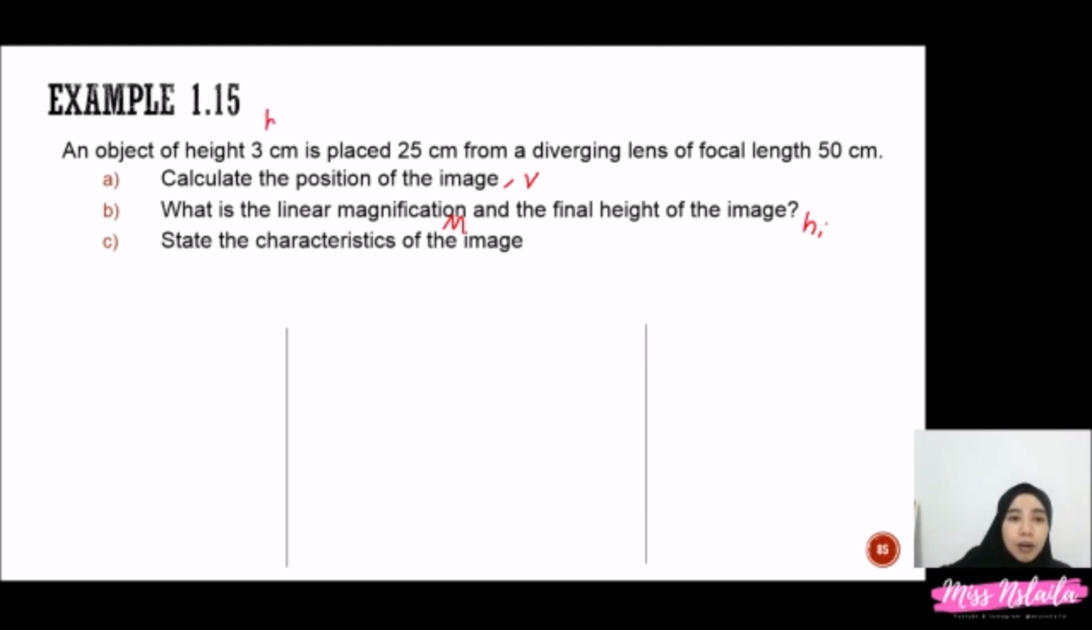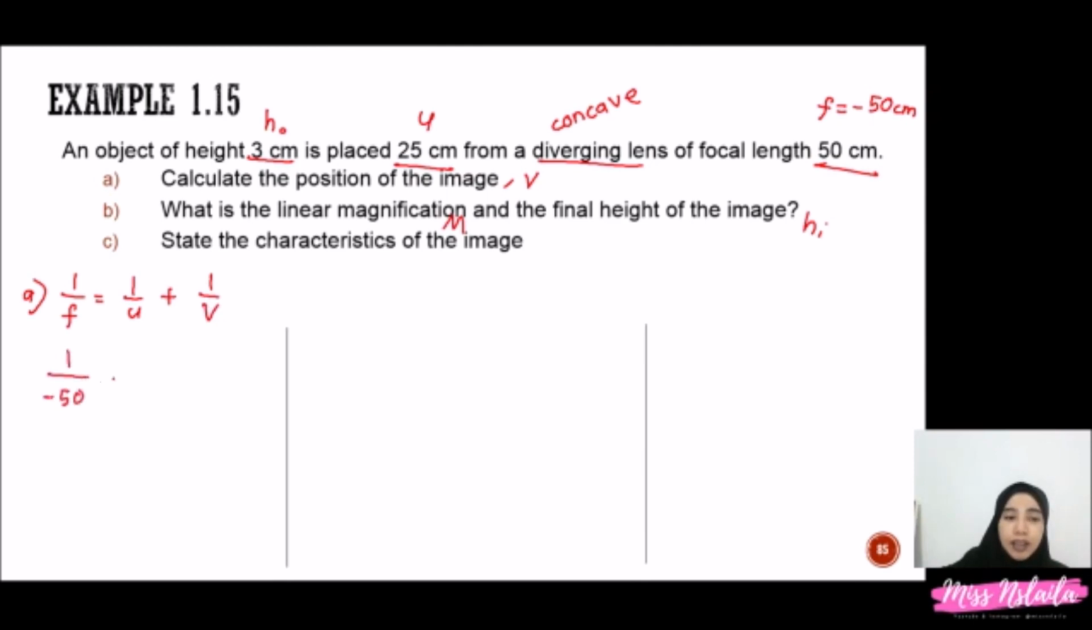Alright, so this is the height of the object, 3 cm. 25 cm is U. Diverging lens, so it's a concave lens, of focal length 50 cm. So is it positive or negative? For a concave lens, it will be negative 50 cm. 1 over F equals 1 over U plus 1 over V. So F is negative 50, U is 25 cm, and 1 over V. From here, we can get V, negative 16.67 centimeter.